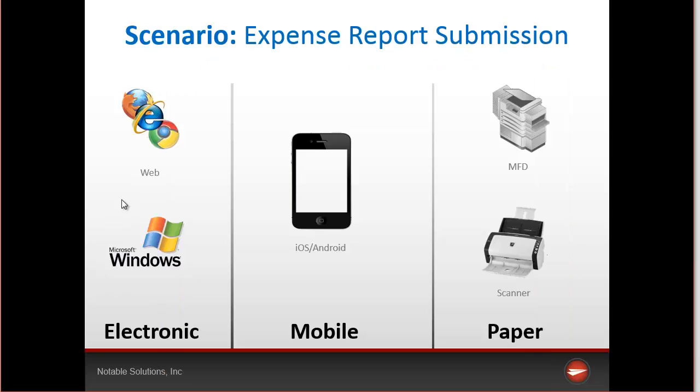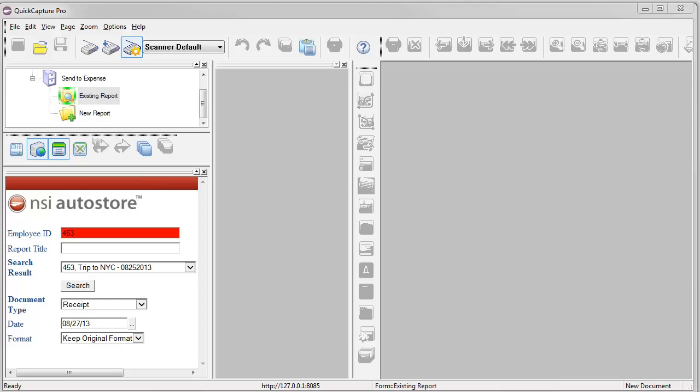So I talked about capturing electronic documents. I just showed you capturing mobile documents, and let's end this up with how we can capture paper documents. We have two ways of doing that. We can use a desktop or production scanner interfacing through ISIS or Twain, or we can use multifunction devices. So let's start with interfacing with desktop scanners.